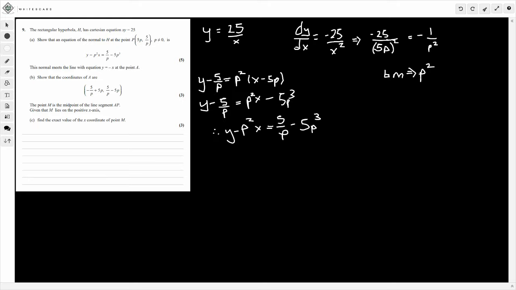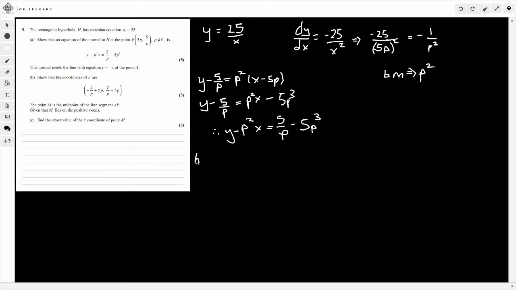Part B, we're told that this normal meets the line with equation y equals minus x at the point A. And we have to show that the coordinates of A are these here. Again, there's a couple of ways you can do it. All I'm going to do, using this equation that we've just worked out, is replace this minus x here with a y, because that's what we know, y is equal to minus x. So this is minus p squared x, or minus xp squared. So the minus x can become a y.